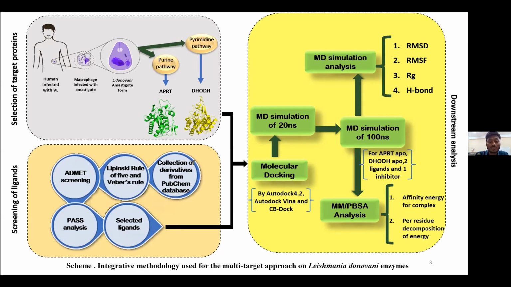This is the workflow of my work, in which first of all the selection of target protein, next the selection of ligands, and next the downstream analysis of the work has been put forward. First, the purine pathway and pyrimidine pathway have been selected from the Leishmania donovani amastigote form. Then APRT and DHODase proteins of the specific pathways have been selected. Then the screening of ligands has been done with the help of different filtering parameters, having Lipinski's rule of 5, ADMET screening, PASS analysis, etc.